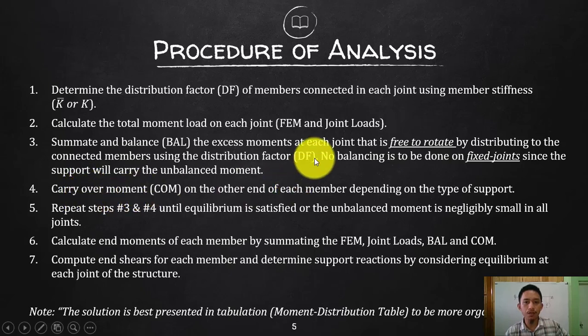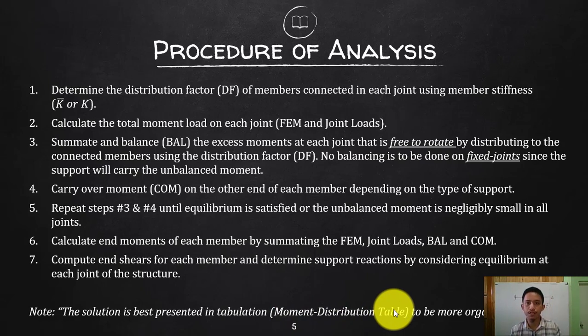If your balance is transferred on the beam or on the member, you need to have a carryover on the other end, and that will only happen if it is not terminated with simple support. Because if that is terminated with simple support, there should be no carryover. Repeat the process again and again up to the time you will end up with equilibrium, or at least almost zero existing moment. Then get your end moment, sum the column of your table, and so on and so forth.